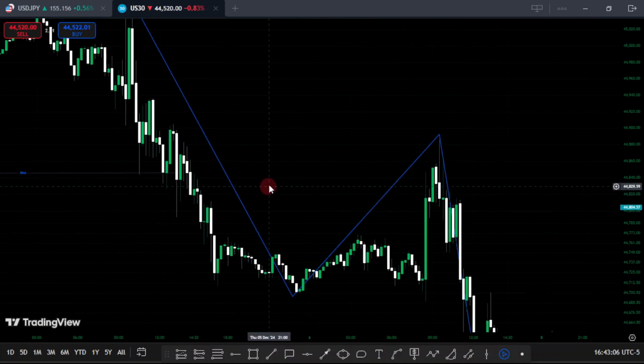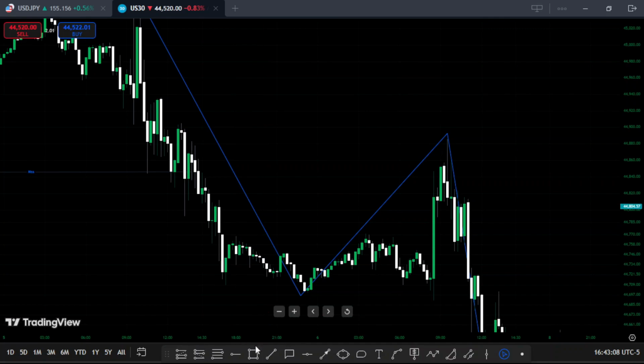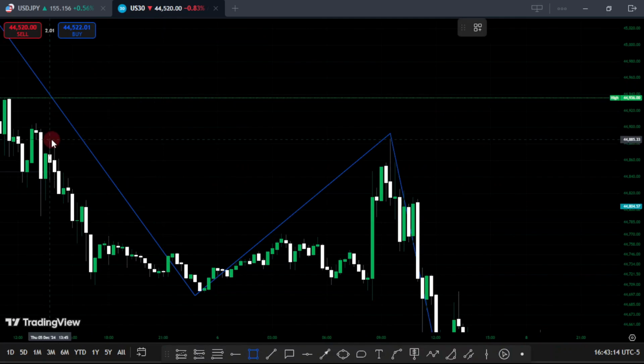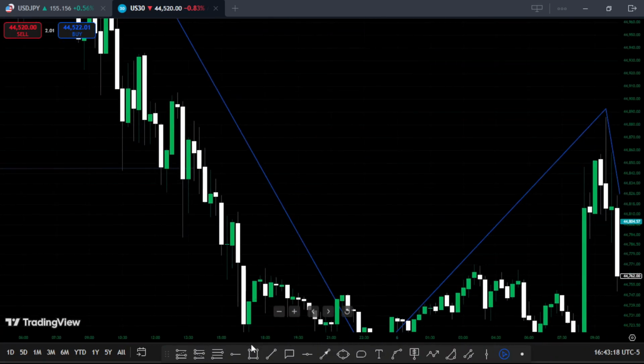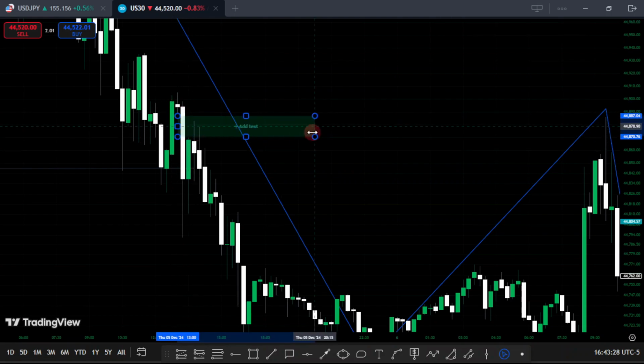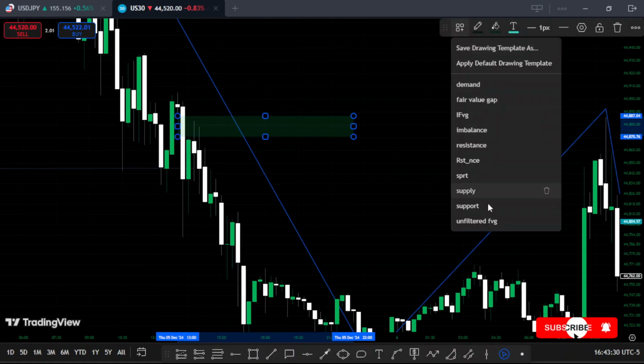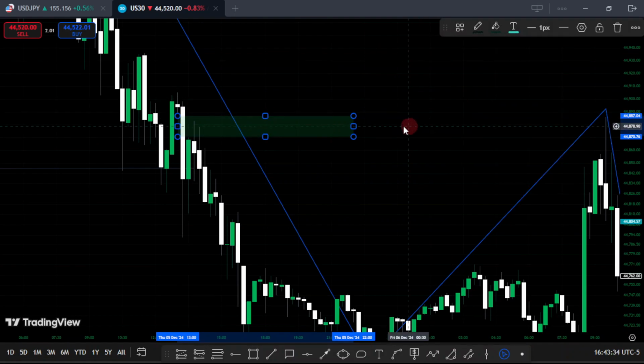But in this case, I wanted to say there was no fair value gap, but right now I'm seeing a fair value gap. So if you zoom in over here, I want you guys to see. Between this white candle and this blue candle, there was a gap in between them. So that is a fair value gap. What is this? Fair value gap.